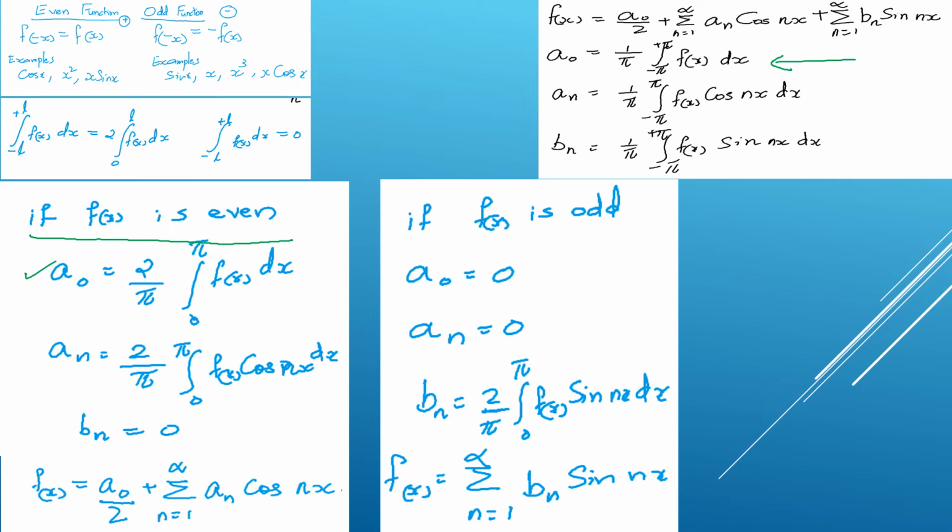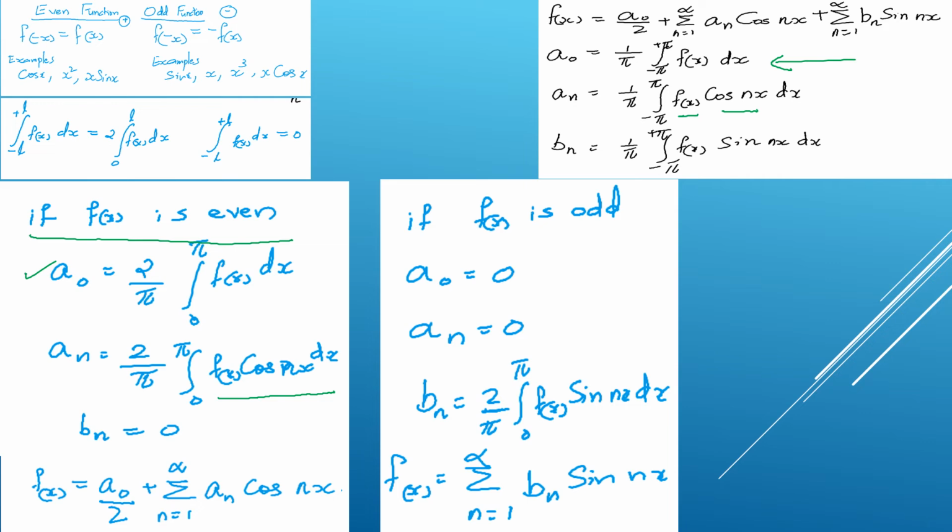ഇനി an എങ്ങനെ എഴുതും? an is f of x cos nx. cos nx എന്ന് പറയുന്നത് ഈവൻ ഫംഗ്ഷൻ ആണ്. ഇവിടെ f of x ഒരു ഈവൻ ഫംഗ്ഷൻ ആണെന്ന് കൂടി പറഞ്ഞിട്ടുണ്ട്. അപ്പോൾ ഈവൻ ഇൻറ്റു ഈവൻ, ഈ പ്രൊഡക്റ്റ് എന്ന് പറയുന്നതും ഒരു ഈവൻ ഫംഗ്ഷൻ തന്നെ ആയിരിക്കും. So it will have an answer. an is equal to 2 by pi, 0 to pi f of x cos nx dx. മൈനസ് പൈ ടു പൈ എന്നതിന് പകരം 2 into 0 to pi എഴുതി.